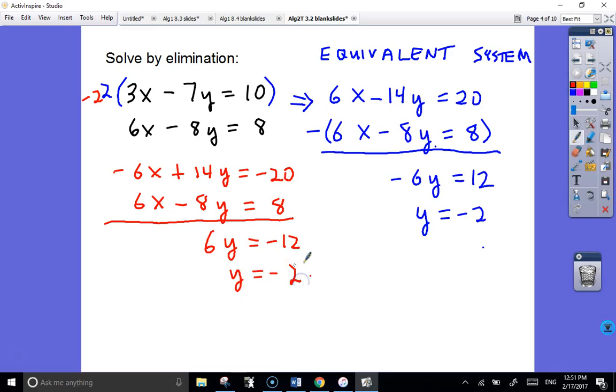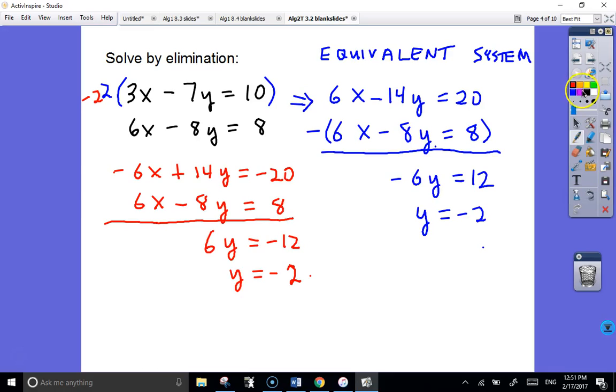Okay, now we need to find the x. So where do we go to find the x? You go back to one of the original equations. You could actually go to any of these equations. You could go to, we multiplied that one by negative 2 and that one by positive 2. Okay, you could go there too. It doesn't matter. Any of the equations would suffice.